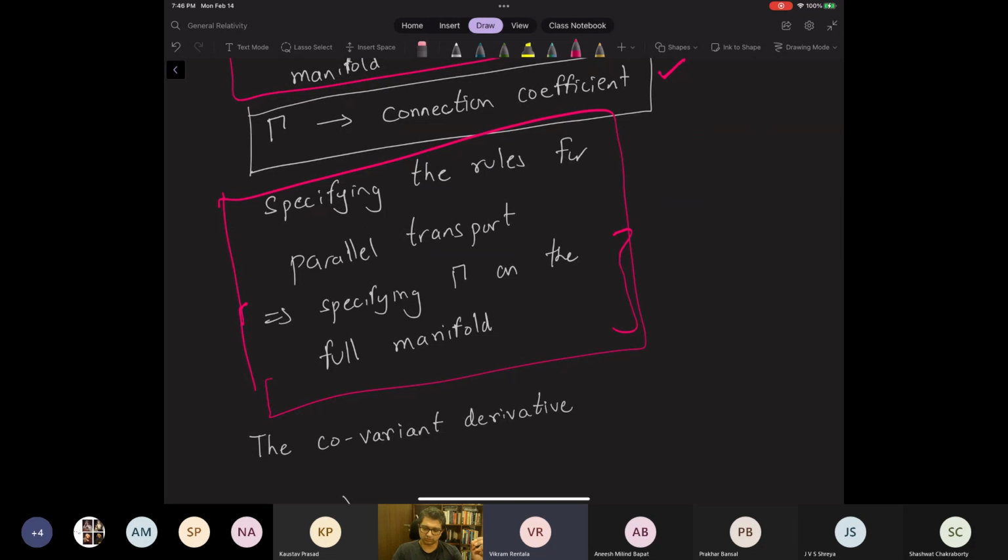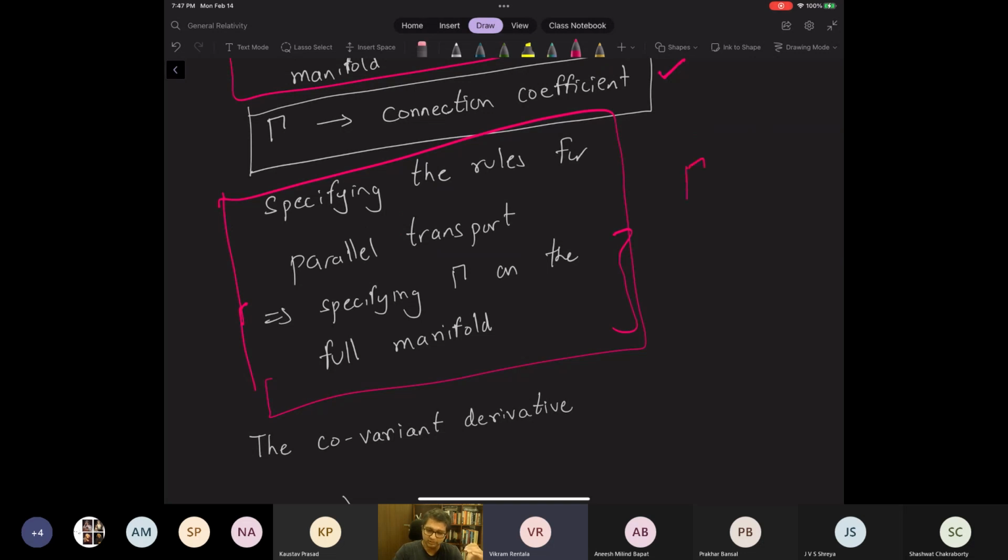So that's why specifying the connection coefficients is equivalent to specifying how we are going to parallelly transport vectors. This is not a property of the manifold itself. It's some additional property that you need to impose on a manifold. You need to prescribe these connection coefficients, as we will see later.